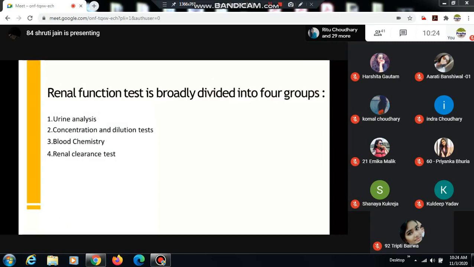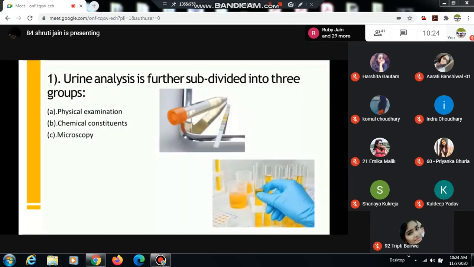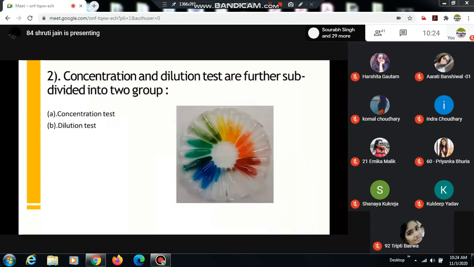Urine analysis, concentration and dilution test, blood chemistry, renal clearance test. Urine analysis is further subdivided into 3 groups: physical examination, chemical constituents, microscopy. Concentration and dilution tests are further subdivided into 2 groups: concentration test and dilution test.